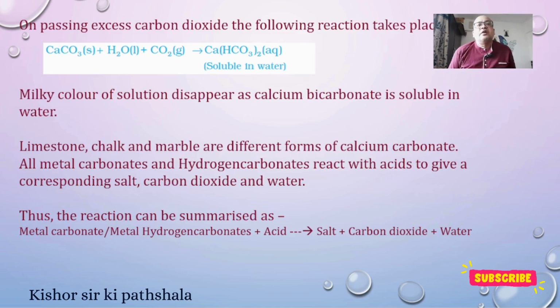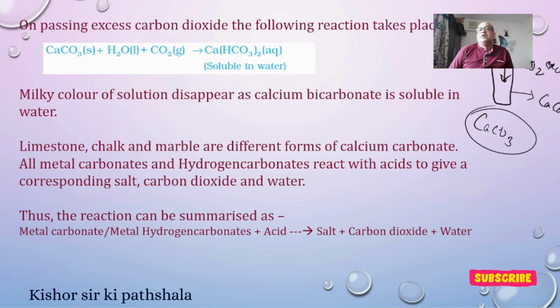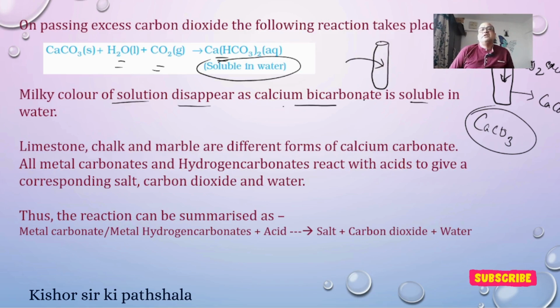Suppose excess carbon dioxide is added into this lime water. First, calcium carbonate was formed, which turned the lime water milky because of the insoluble precipitate. Now, with excess carbon dioxide added, I will get calcium bicarbonate. This calcium bicarbonate is soluble in water, it will go into the water, and the milky color of the solution will disappear.